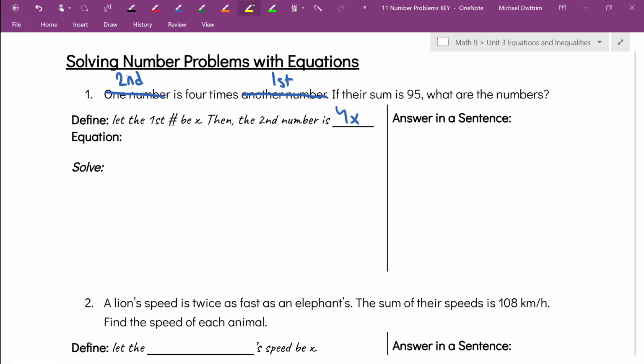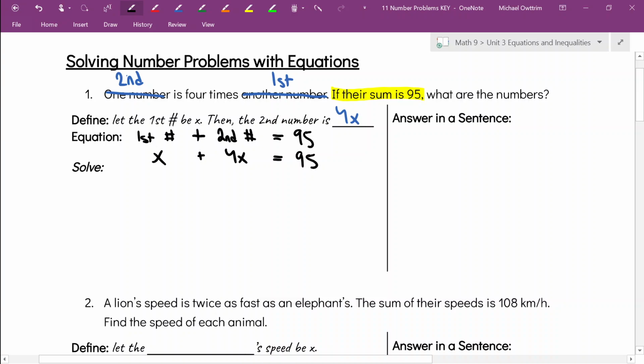Now the next bit of information is my equation sentence. Their sum is 95. So when I take my first number and I do the sum with the second number, that equals 95. So let's put in our variables. We said our first number is x, our second number is 4x, and that gives us our 95.